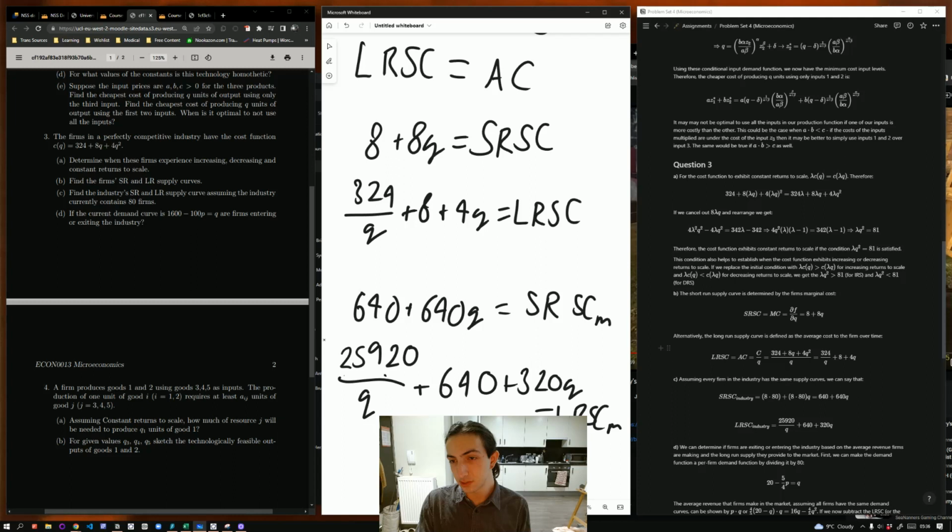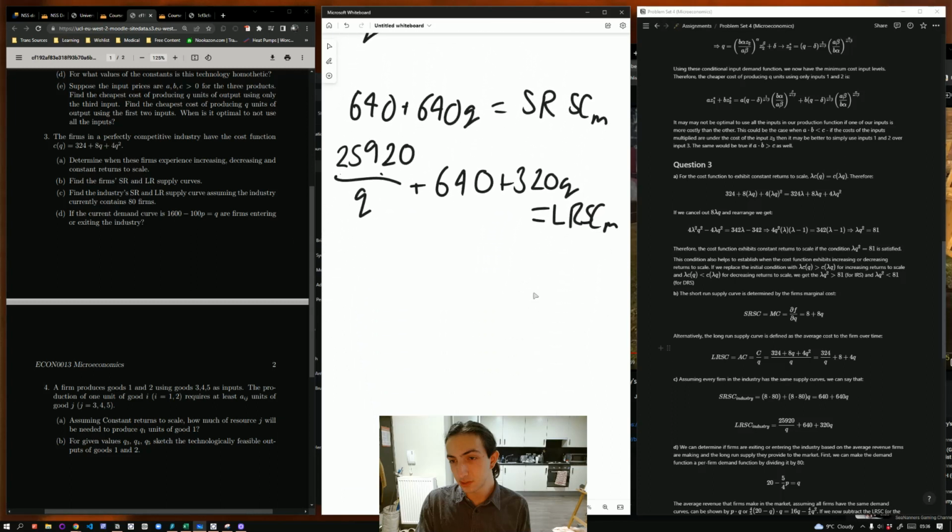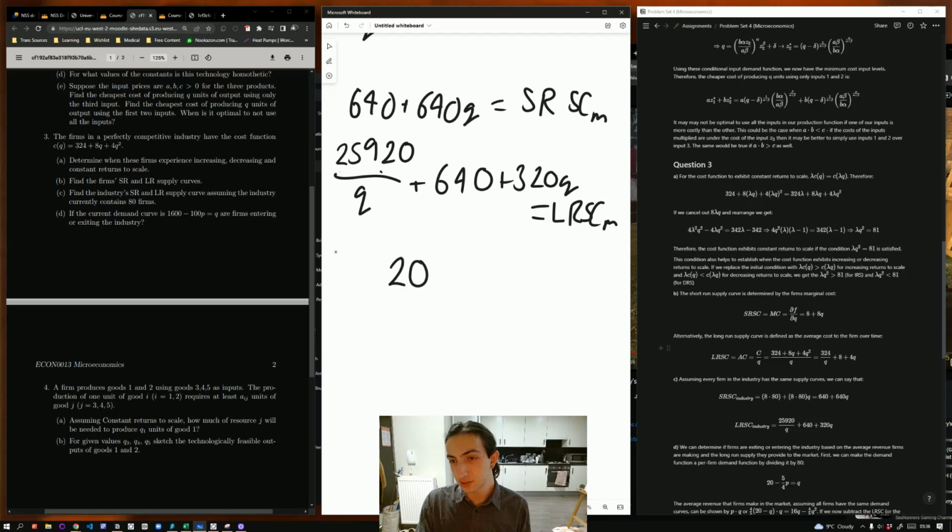So if current demand is existing at this for the market, I'm assuming, are firms entering or exiting the industry? So what I sort of interpreted this as is that how much profit is each firm making? Because it's perfectly competitive, okay? So how much is each firm making in terms of profit in the actual market? Okay, so first of all, what we can do is we can get a demand function that works for every firm, which means we're going to have to divide this by 80. This is going to give us a demand function of about 20 minus 5 over 4 P equals Q.